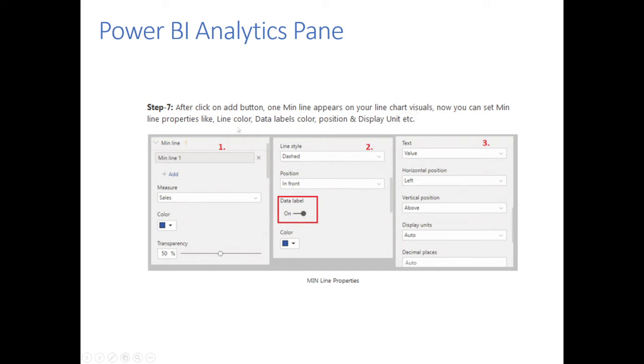Now you can set minimum line properties like line color. So for the minimum line properties, we have the color, data labels. We have the data label color. Position and display unit, etc. So these are the parameters we can change.